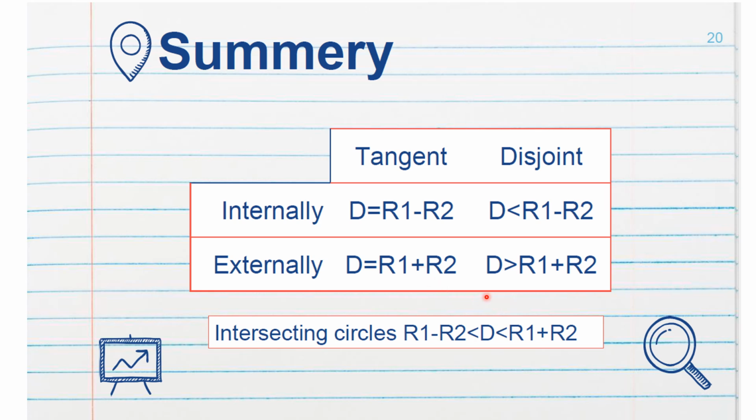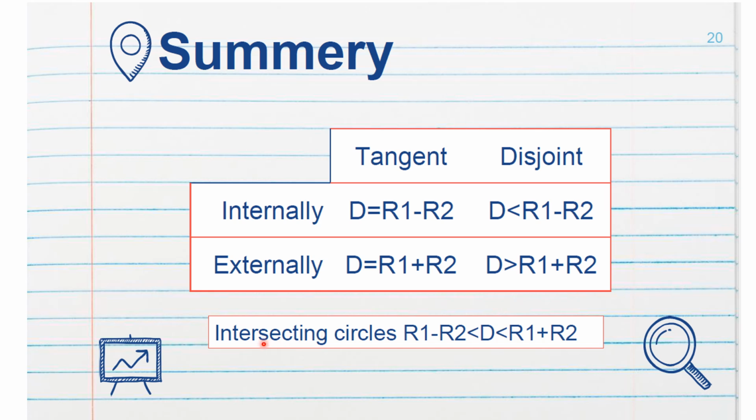If these two circles are disjoint, pay attention, keep it in your mind, disjoint, no common points. They could be disjoint externally outside or they could be disjoint internally inside. So if they are disjoint internally inside, the distance is less than R1 minus R2. If they are disjoint externally, the distance between the two centers is greater than R1 plus R2. When we say internally, we put minus. When we say externally, we put plus.